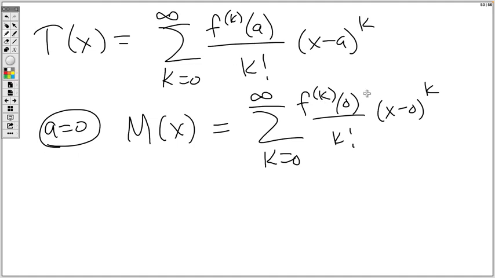So I'm a big believer in, when in doubt, write it out. Let's just start taking derivatives, plugging in 0, building the terms, and see if we can find a pattern. Okay? So I don't care how you organize this. I typically use a little chart. So I'm going to make a little chart.